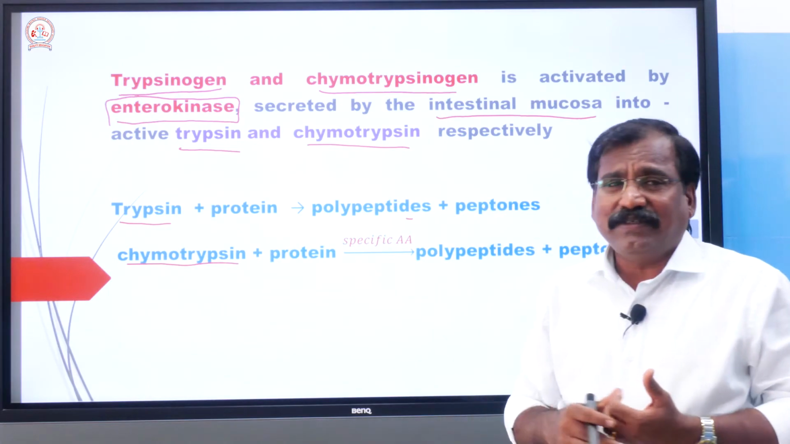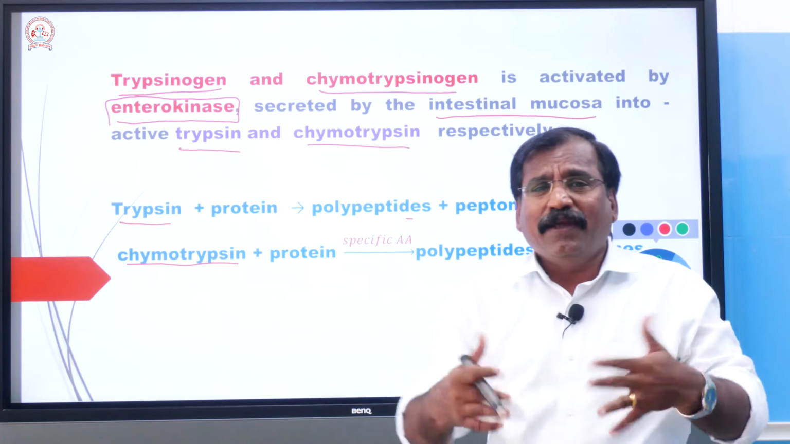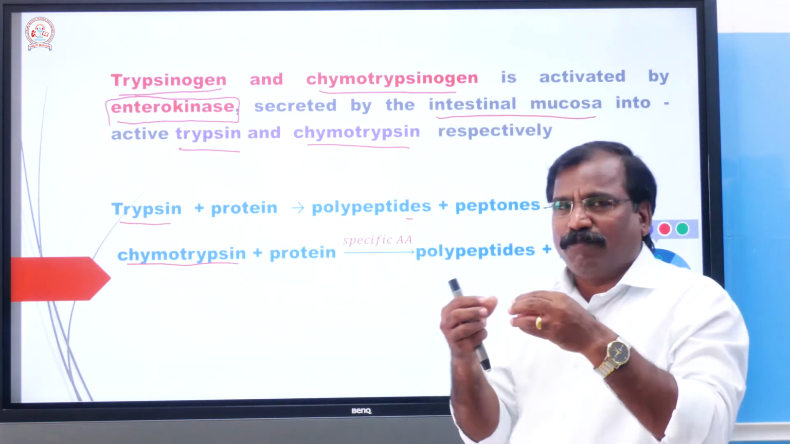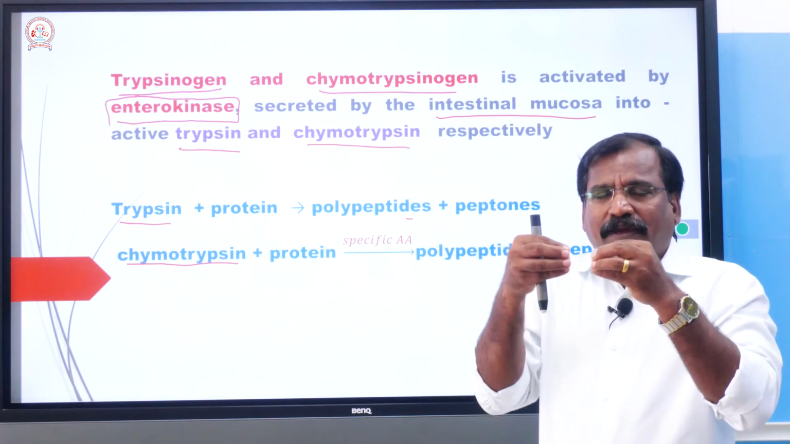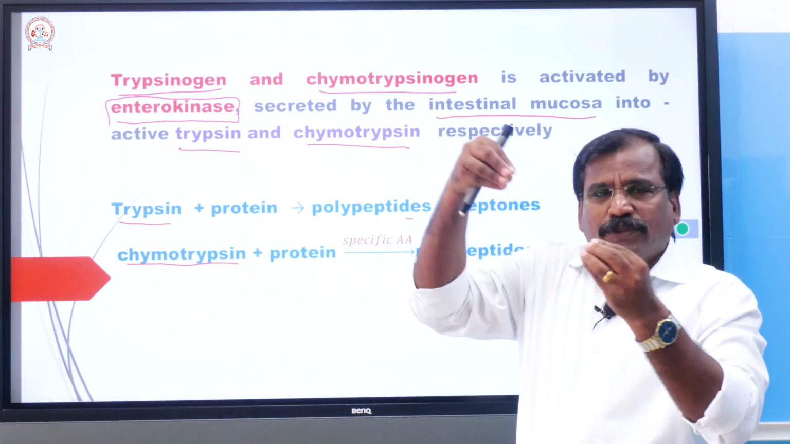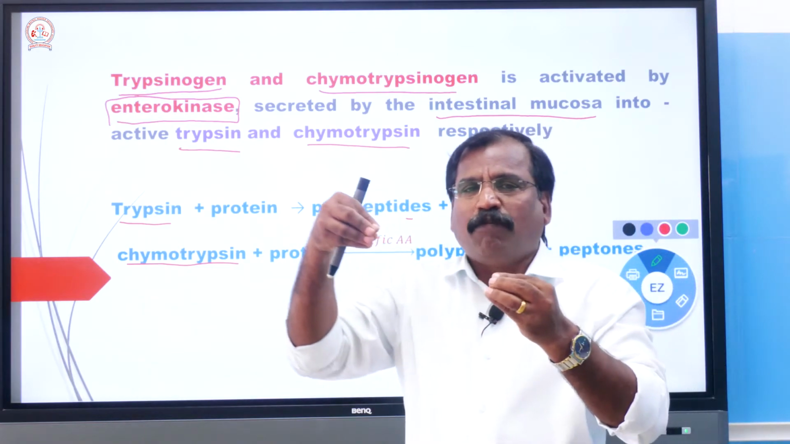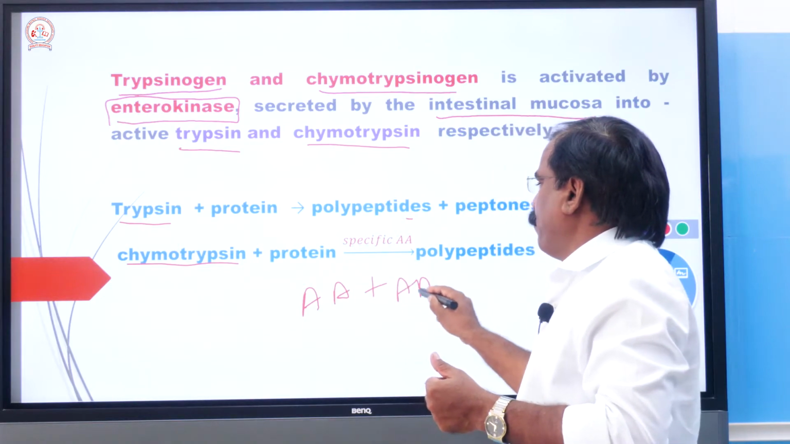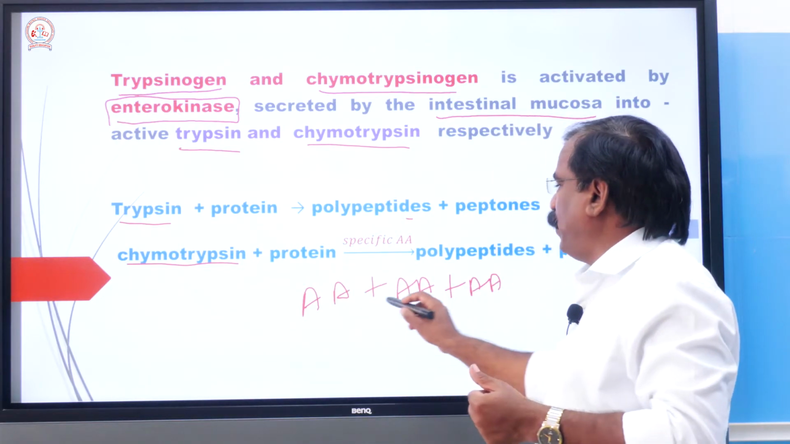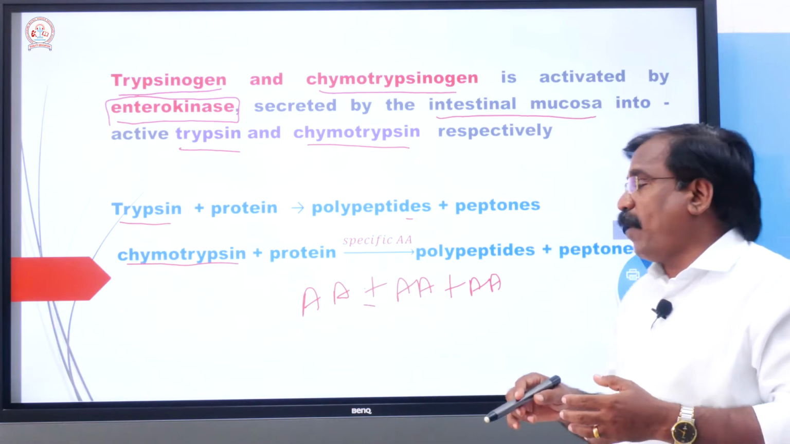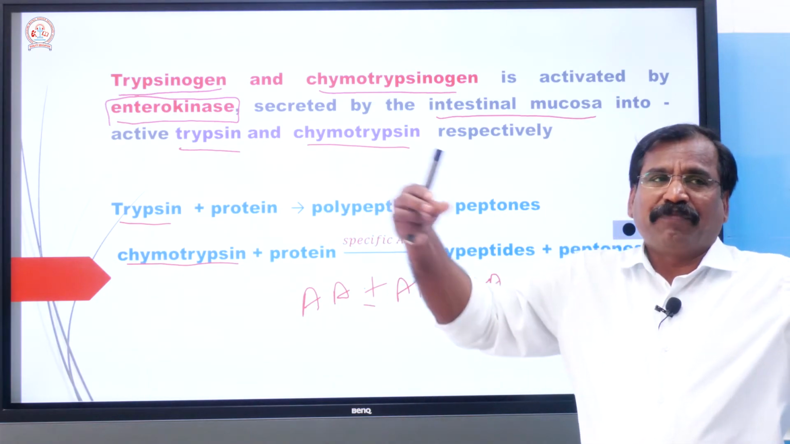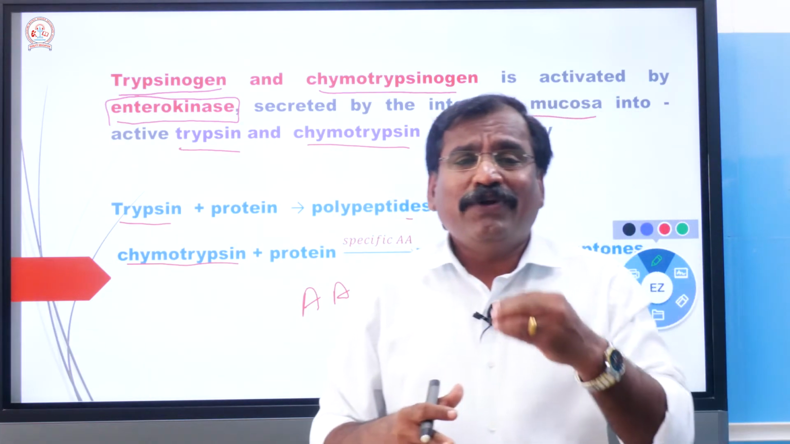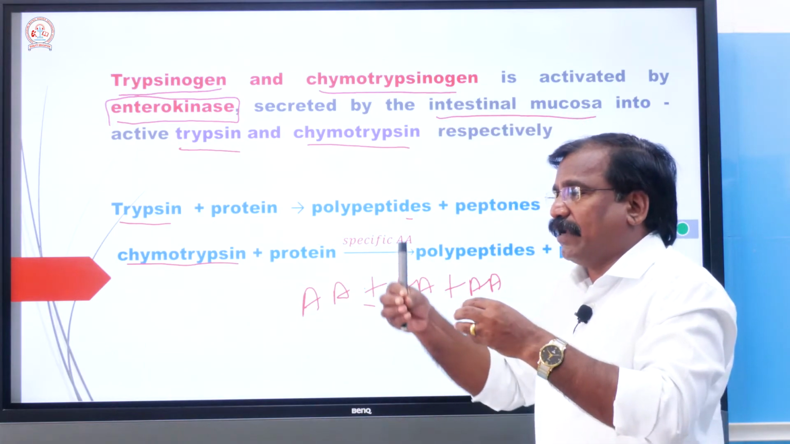So, what are amino acids? Amino acids are the building blocks of the protein, the unit, the monomer. Many amino acids join by peptide bonds and form a polypeptide chain. There are 20 different types of amino acids that join and form the protein.